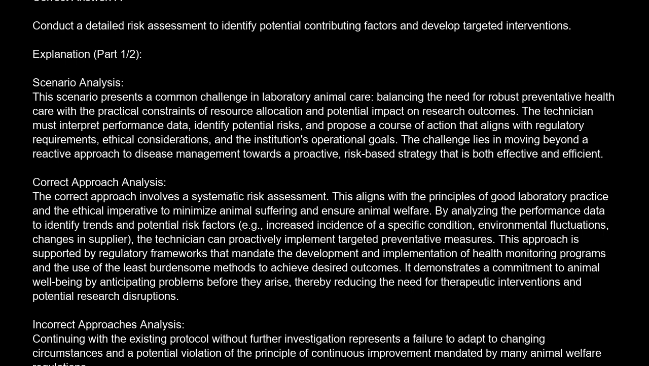This aligns with the principles of good laboratory practice and the ethical imperative to minimize animal suffering and ensure animal welfare by analyzing the performance data to identify trends and potential risk factors, e.g., increased incidence of a specific condition, environmental fluctuations, changes in supplier. The technician can proactively implement targeted preventative measures. This approach is supported by regulatory frameworks that mandate the development and implementation of health monitoring programs and the use of the least burdensome methods to achieve desired outcomes.